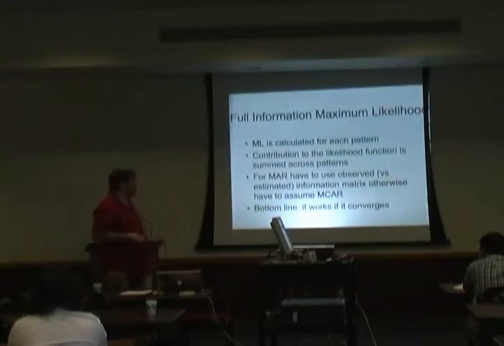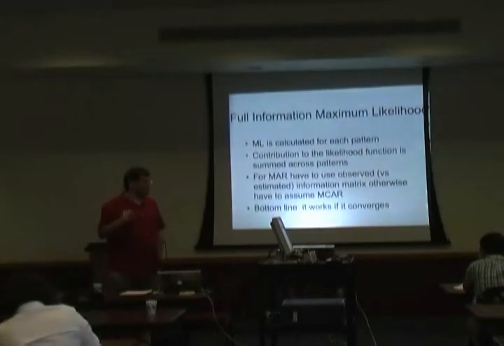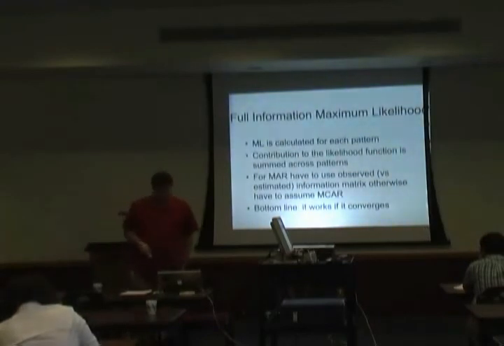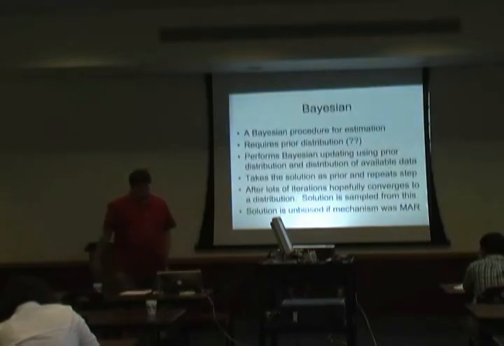One important thing, and this is the default in most software, is that to be able to assume missing at random in this estimation, you have to use the observed information matrix, not the expected information matrix. If you use the expected information matrix, you can only assume missing completely at random. Most software now uses the observed information matrix by default, but check on that. If you see something in the output that says expected information matrix, be very careful and find a setting to change that, because then you cannot assume missing at random. So if it converges, it works. That's the bottom line for most people.